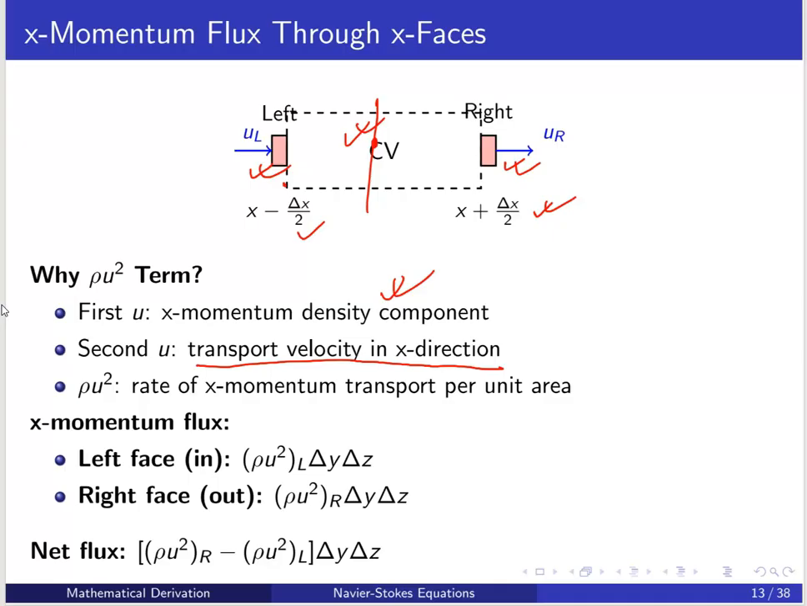So ρu² is nothing but the rate of x momentum transport per unit area. So for the left face, it is (ρu²) left into Δy into Δz. That will be the x momentum flux in the left face. The right face flux is (ρu²) right into Δy into Δz. So the net flux will be the right side x momentum flux minus the left hand side x momentum flux, into Δy into Δz.